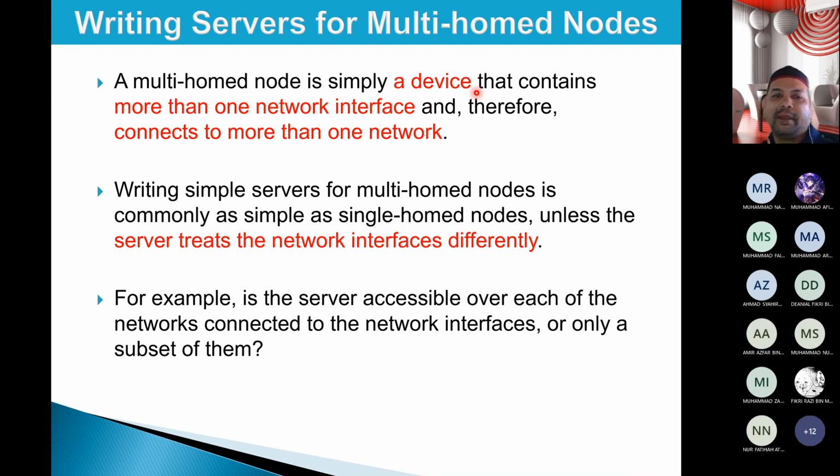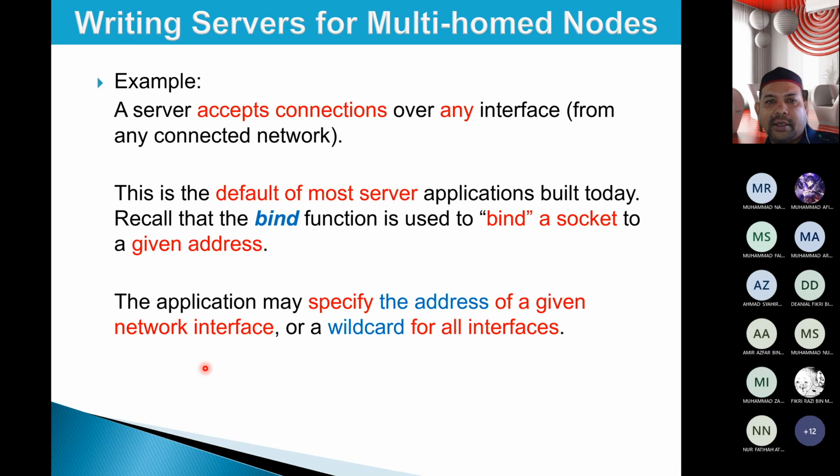Susah kan. Okay, so kalau kita nak buat program macam tu, writing simple server for multi-home node is commonly as simple as single home node unless the server tracks the network interface differently. For example, if the server accessible over each of the networks connected to the network interfaces or only a subset of them, so a server accept connection over any interface from any connected network. So this is the default of most server applications built today. So recall that the bind function is used to bind a socket to a given address. So that's why kita pakai bind.